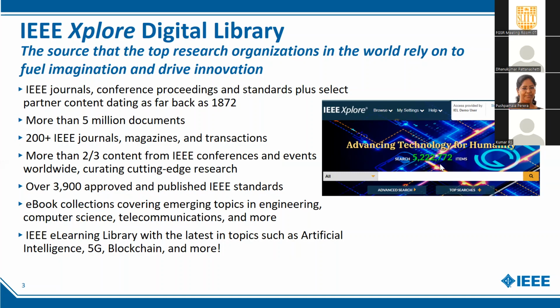More than 2/3 of the content from the IEEE conferences and events is actually available in the IEEE Xplore Digital Library. We also publish 3,900 approved and published standards, and IEEE continues to bring out new ebook collections. We have also partnered with several publishers to bring their publications, that is the books, under the IEEE Xplore umbrella. We also have the e-learning library, with more than 400 e-learning courses available.